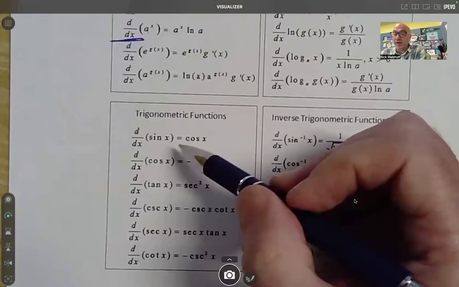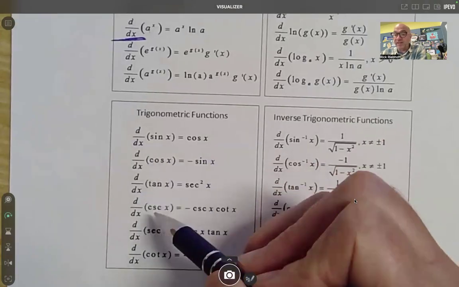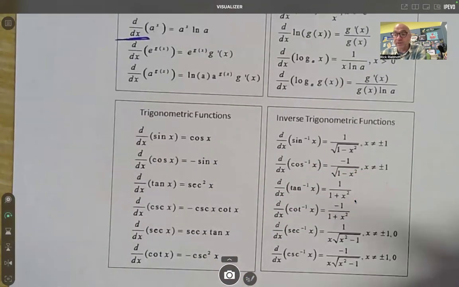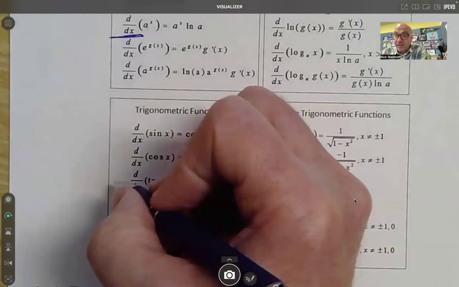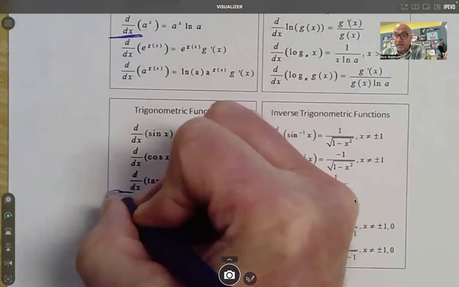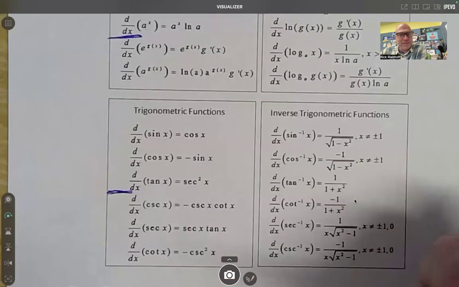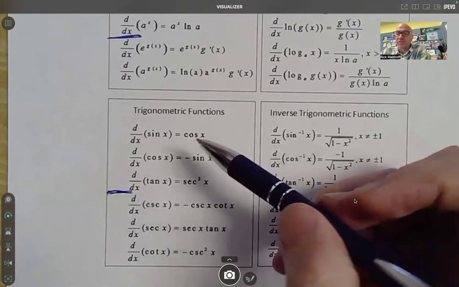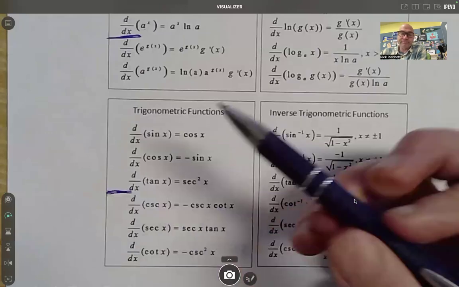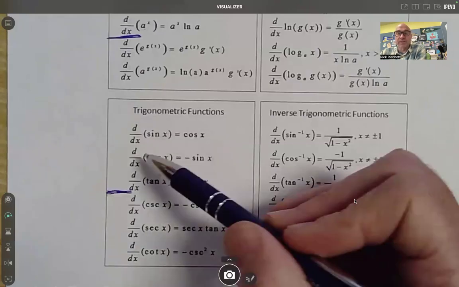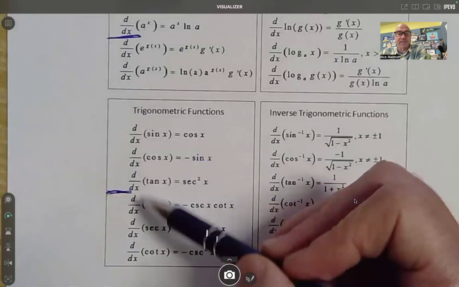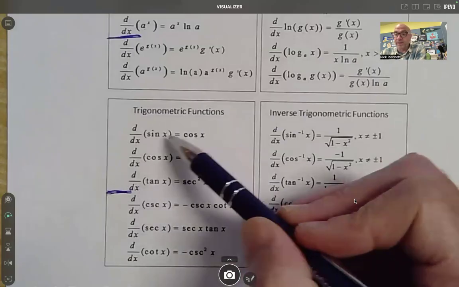For trig functions, we've got sine, cosine, tangent, cosecant, secant, cotangent, right? The three biggest ones obviously are sine, cosine, and tangent. You see those all the time. We won't be playing with them very much at all, but when you get to calculus later on in your next class, you will see these a lot. And they're pretty easy to memorize.